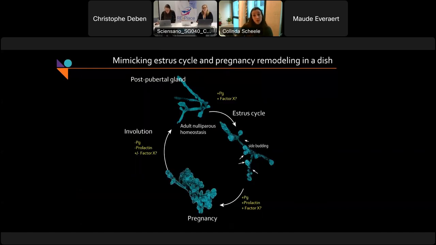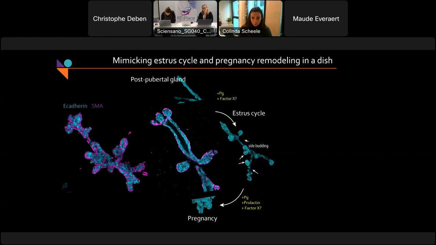So with this as a starting point, I would say we would be up here in the post-pubertal gland. So we have a tree now. We also started to model these different cycle stages. The first one would be the estrous cycle, which is the menstrual cycle in humans. And the first thing that was very important for us is to check, okay, do we have this proper bilayer of cells? And do we have a lumen? So do they actually make hollow tubes? And indeed, we can see that we get very nicely these lumens.